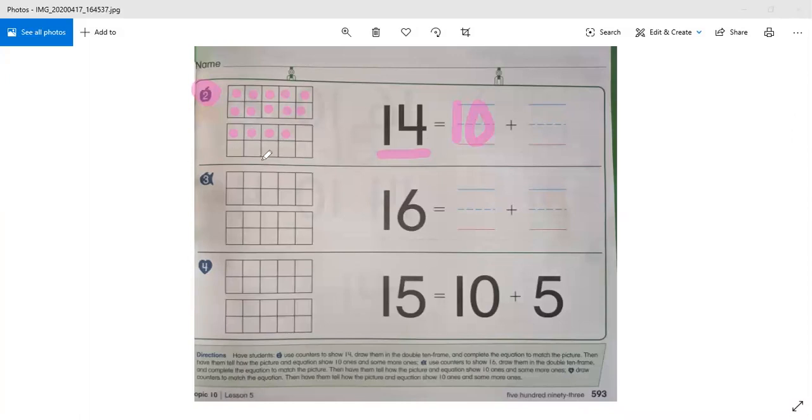And then how many is in the second 10 frame? 4. So we'll put 4 over here. 4 is all messed up, but you know that's a 4. Okay, so that means our number 14 is made up of 10 ones and 4 more ones because there's 10 ones up here and 4 more at the bottom. So 14 equals 10 plus 4. So go ahead and write down this equation. And we're going to go to number 3 now.